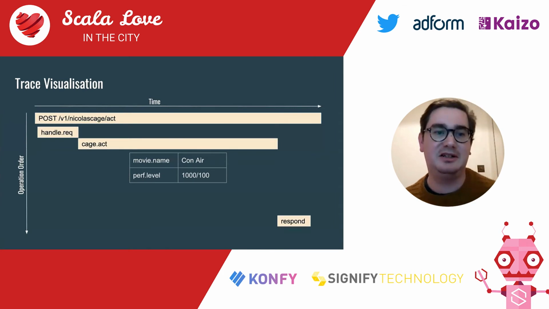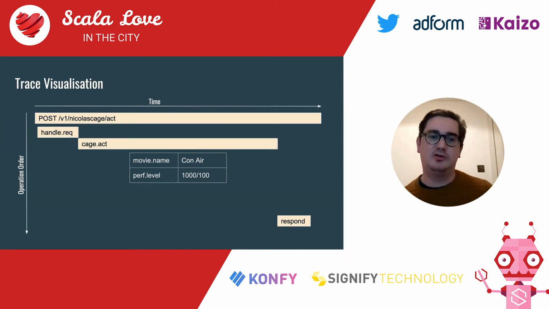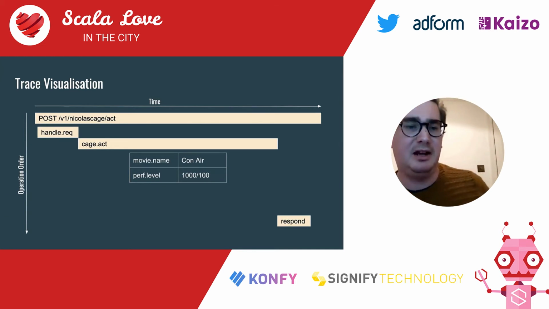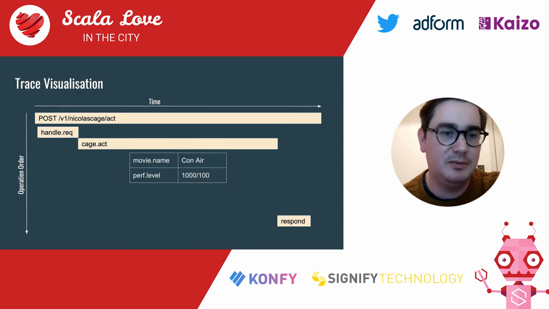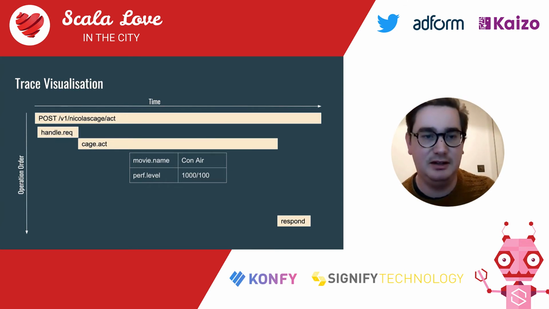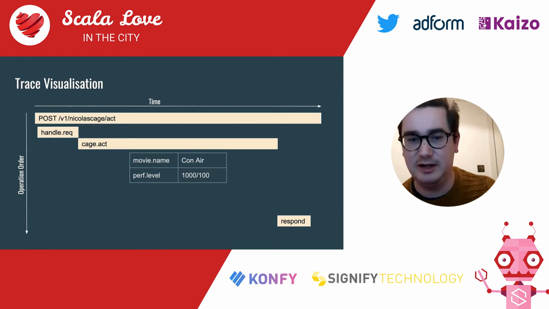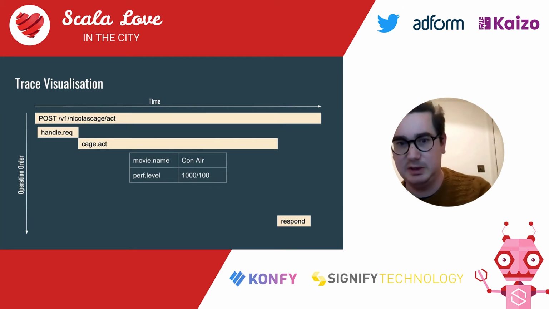So then how does this work on the earlier visualization? I've dropped it into what would be like an HTTP server. So you can see the request coming in, some sort of handler. There's our span that we've defined in the traceable interface. And he's acting in a movie called Con Air, and his performance level is 1,000 out of 100, as per usual.